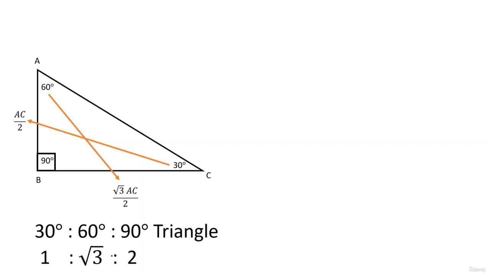So always remember, for a 30, 60, 90 triangle, guys, the ratio of the sides opposite to these angles is 1 is to root 3 is to 2. Okay, guys, it's as simple as that.